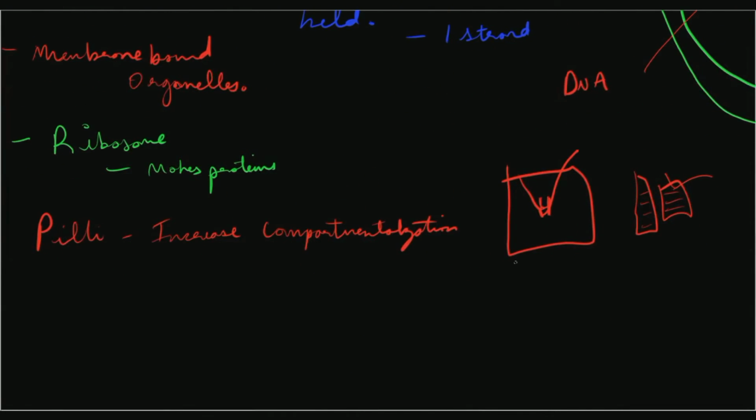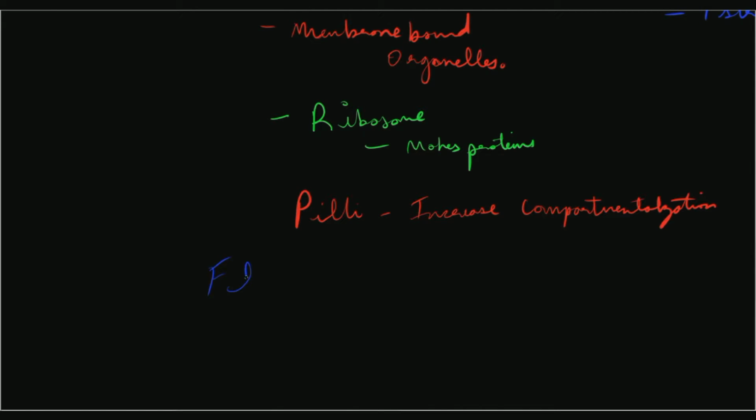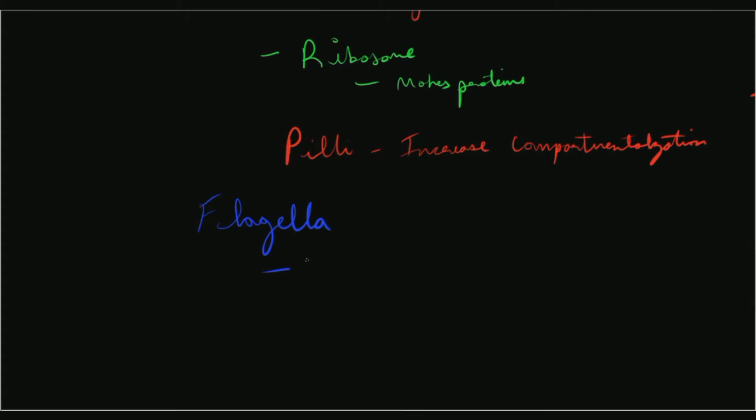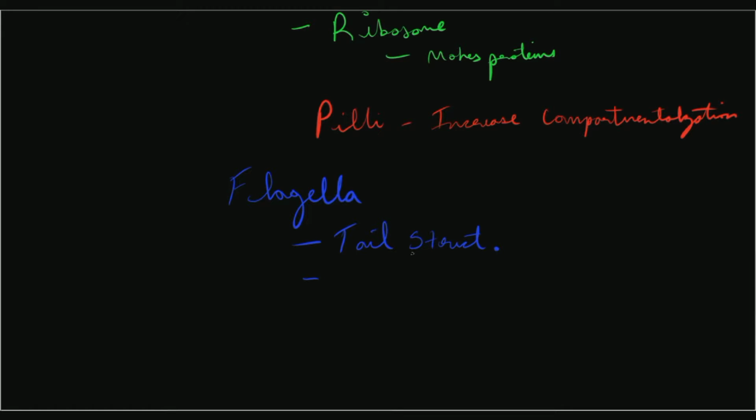So let's go ahead and write down what the flagella is. The flagella is like the tail-like structure. You'll see I'll use a lot of abbreviations, but this is structure. It's a tail-like structure that allows the prokaryote, or the cell, the bacteria, to move. So it allows movement.